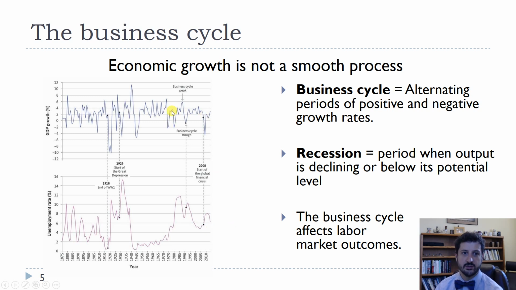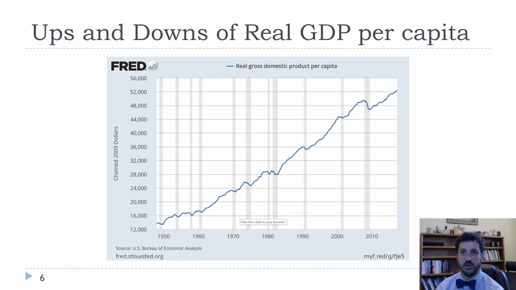GDP growth rate has been averaging around 2%, as we said, but with a lot of ups and downs. And so a recession is when unemployment is going up and GDP growth is usually negative. So here is the real GDP per capita of the United States.